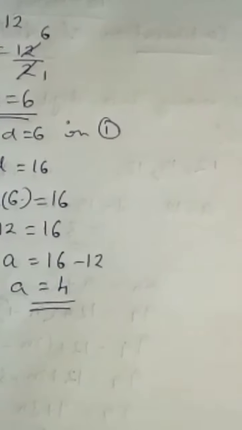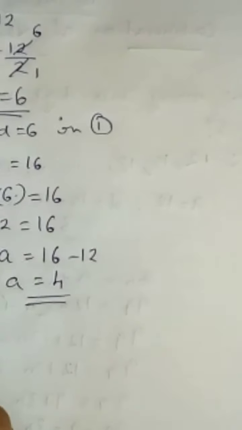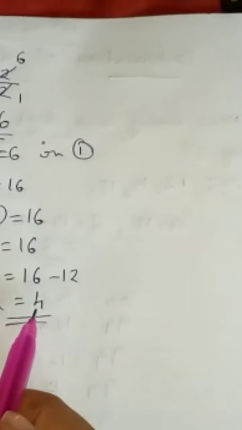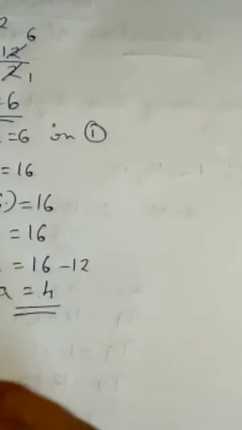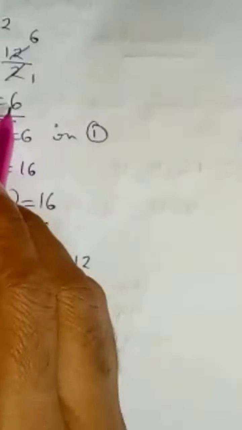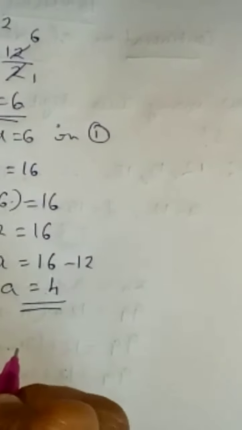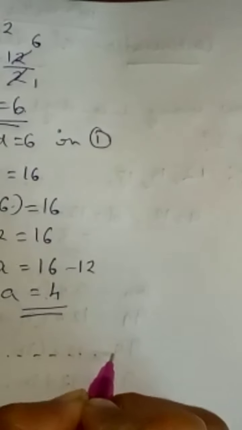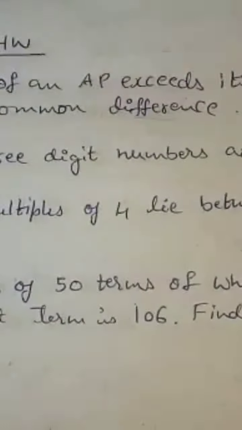Now you can write the AP. So the first term will be 4. The second term is what? You are adding d to the first term. 4 plus 6 becomes 10. Then again what you have to do? You have to add the fixed number d to the preceding term. 10 plus 6 is 16, and so on. It goes on like this. So you got the required AP.